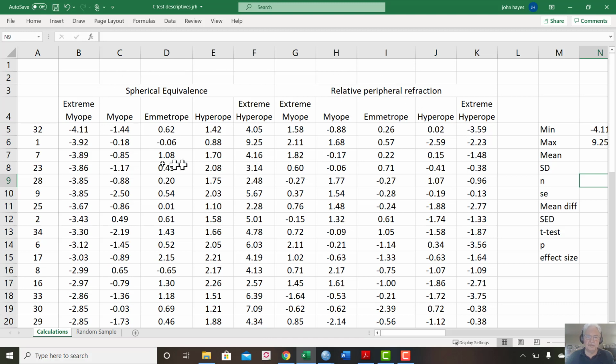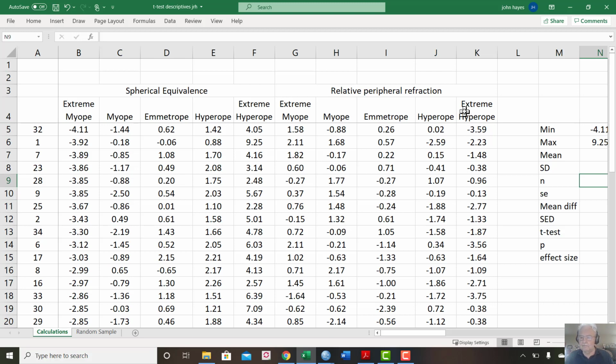We're going to start. This is our data set, which we have 10-year-olds with extreme myopia, emmetrope, hyperope, or extreme hyperopia. They are classified after they've been in a study for about 8 years, and this is when they are 10 years old. It varies from 2 to 4 years being in the study. So we can see what's happening with their spherical equivalence and relative peripheral refraction.